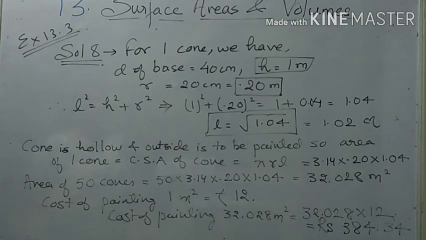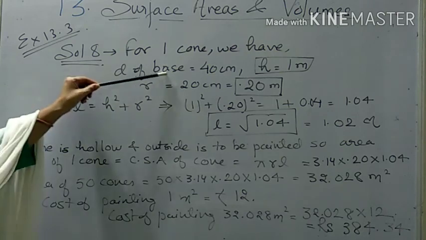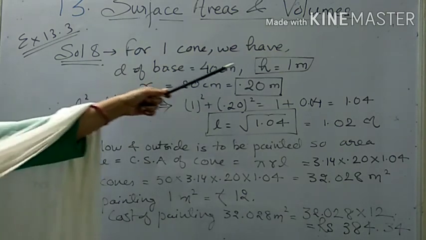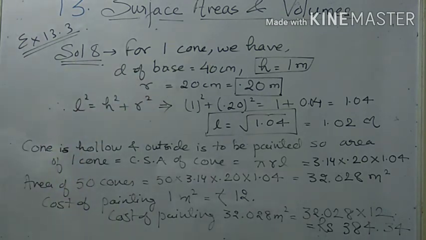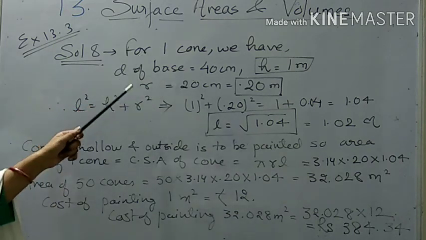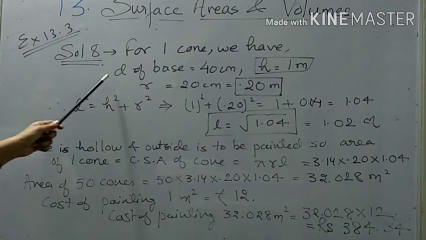For finding the CSA of 50 cones, first we have to find the CSA of one cone. So for one cone, we have the diameter of the base equal to 40 centimeter and the height is 1 meter. Now this is in centimeter and height is 1 meter, and we require the answer in meter square. So we will convert this centimeter into meter. Now diameter is 40, so the radius will be 40 upon 2, so it will be 20 centimeter, which is equal to 0.20 meter. Thus, for the cone, we are having height equal to 1 meter, radius equal to 0.20 meter.